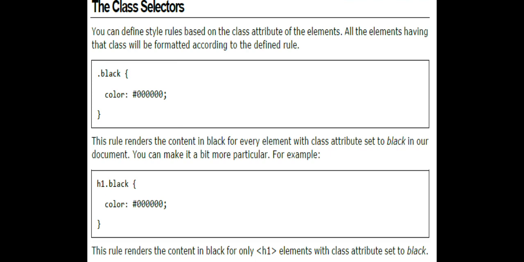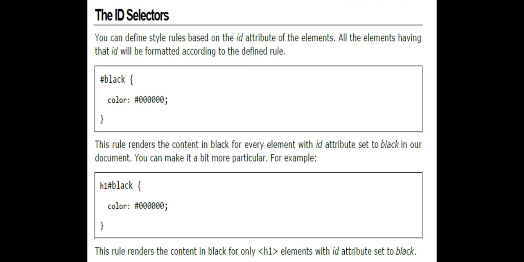For example, h1 dot black. Here h1 will be the selector and dot black is a class. So by using the class also we can apply this style, and color can be set here also. This rule renders the content in black for only the h1 element, so this will be applied only for the tag h1 with the class attribute set to black.